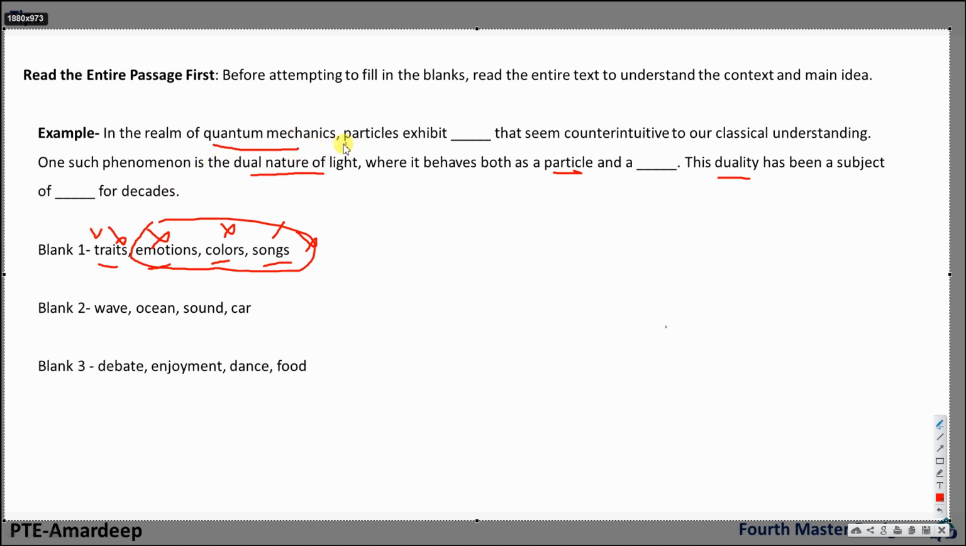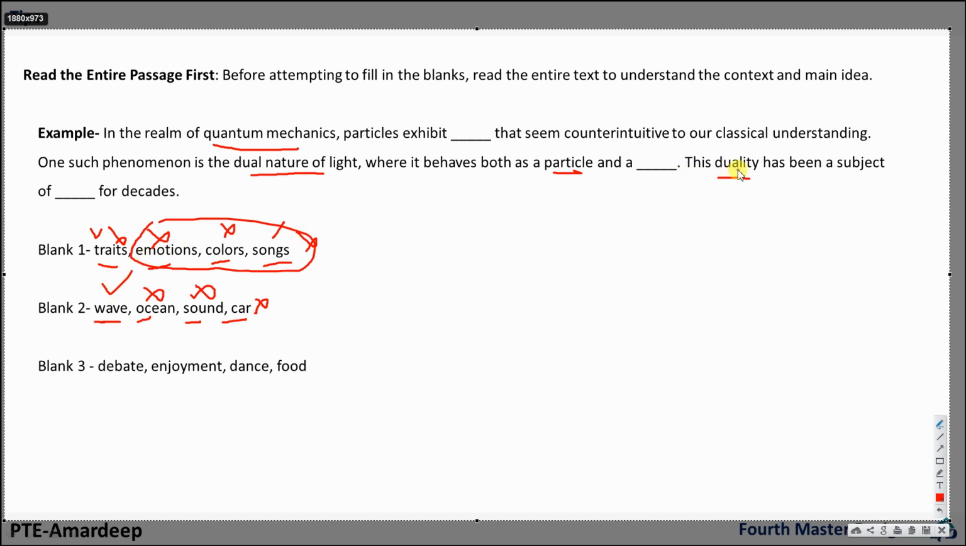With this itself, I got the idea. What is the topic? In this topic, there is no meaning of sound, color or emotion. Then, one such phenomenon is the dual nature of light, where it behaves both as a particle and as a dash. As a what? As a wave, as an ocean, as a sound, as a car? What is this thing? Mechanics, physics, car. It doesn't make sense. Light behaves as a particle and a sound? A particle and an ocean? Light behaves as a particle and a wave. You might have read this in class 11 or class 12. So the correct answer here is wave.